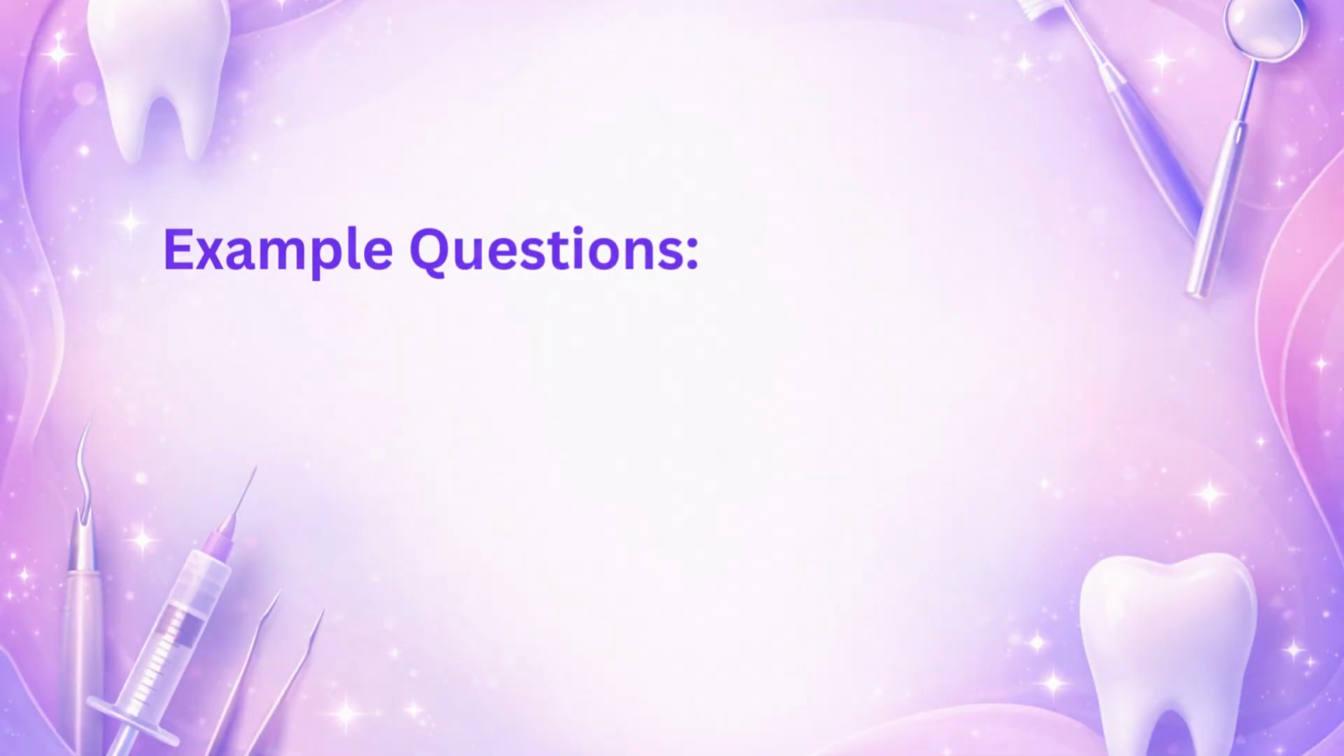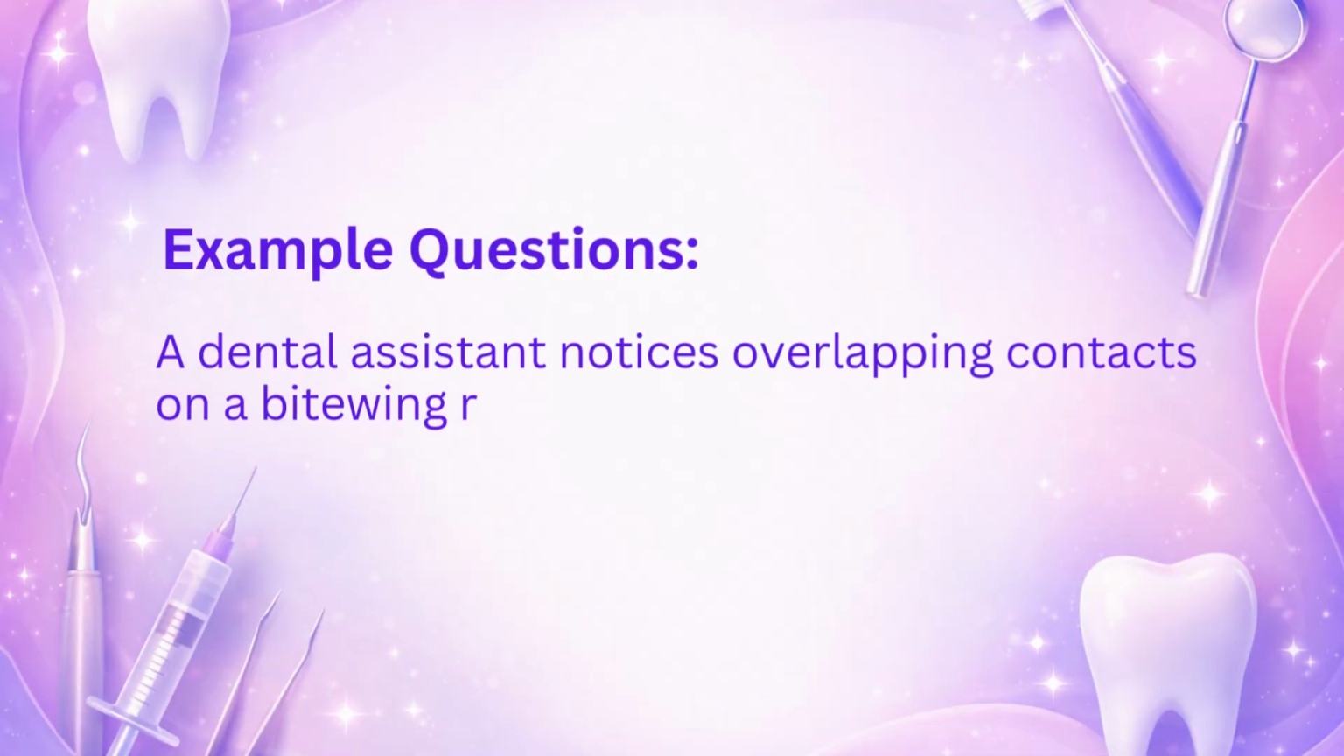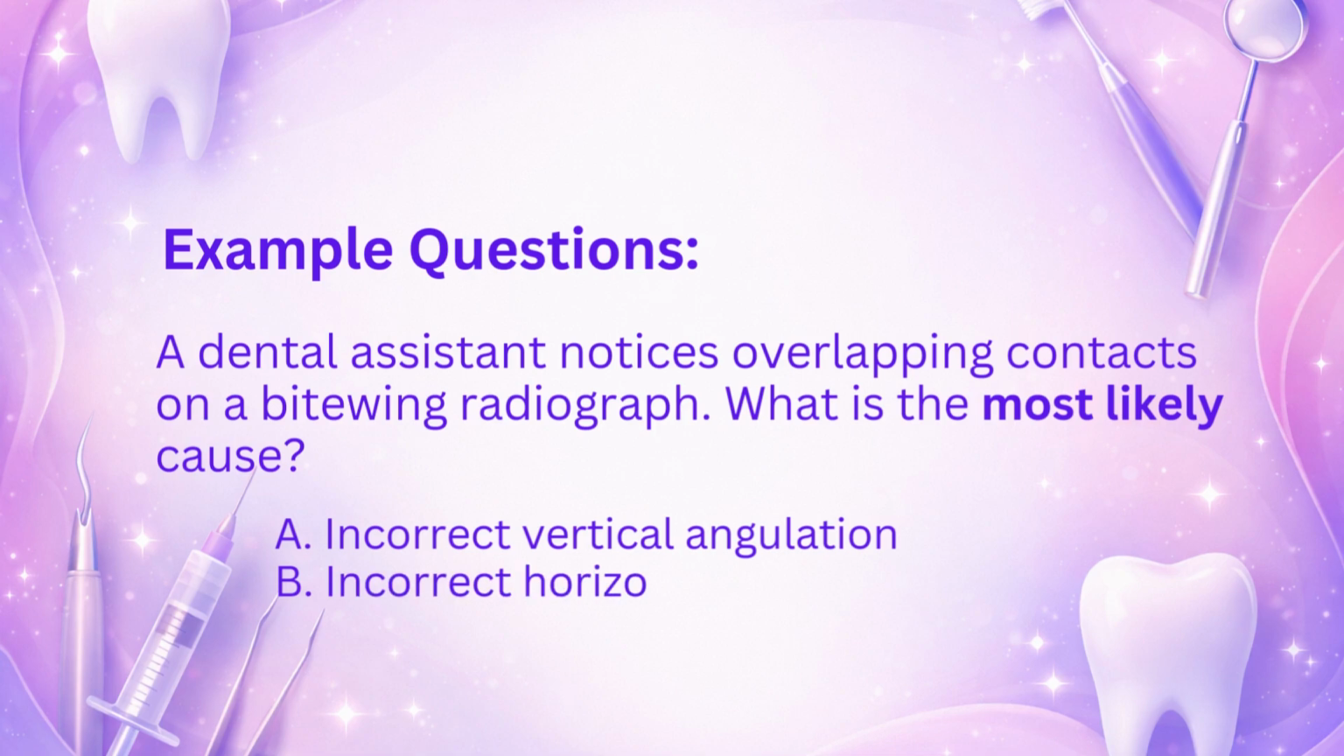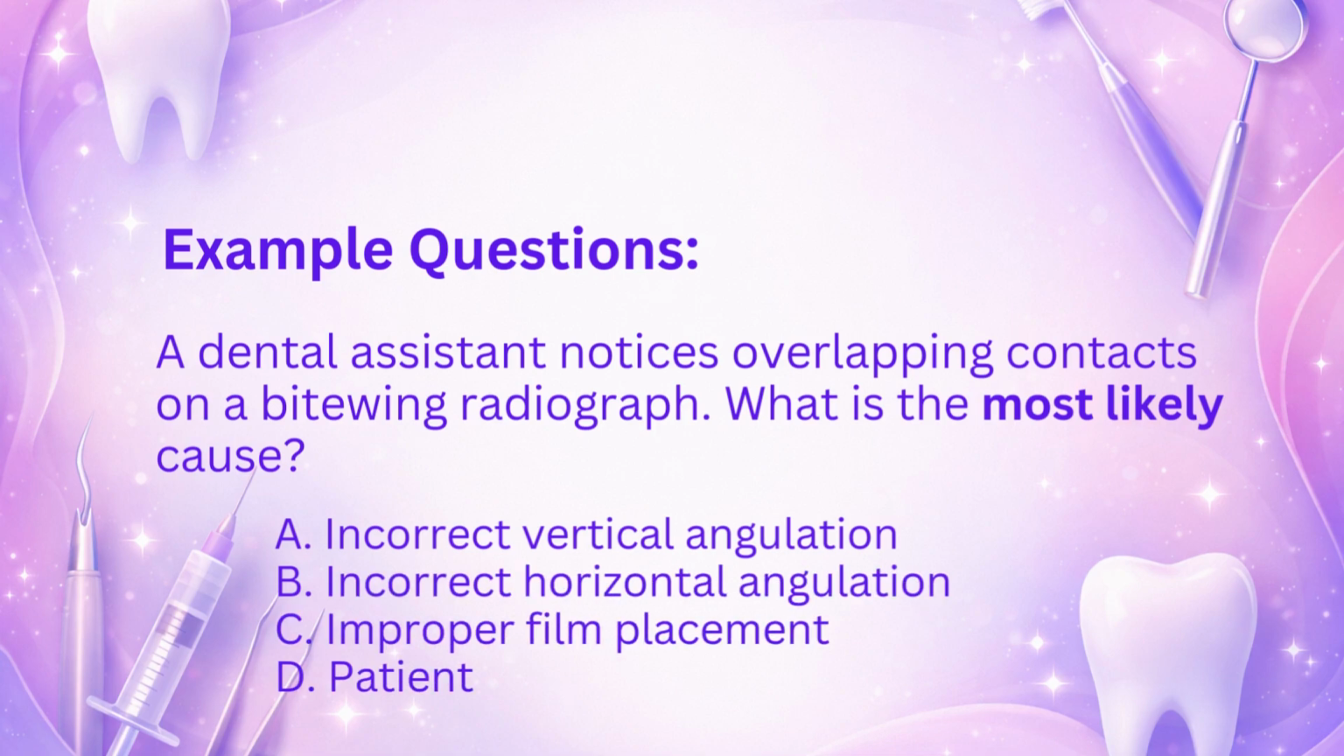Let's do another one for RHS. Question: a dental assistant notices overlapping contacts on a bite-wing radiograph. What is the most likely cause? A, incorrect vertical angulation. B, incorrect horizontal angulation. C, improper film placement. D, patient movement. Go ahead and pause the video, drop your answer, and tell me why you picked that answer.